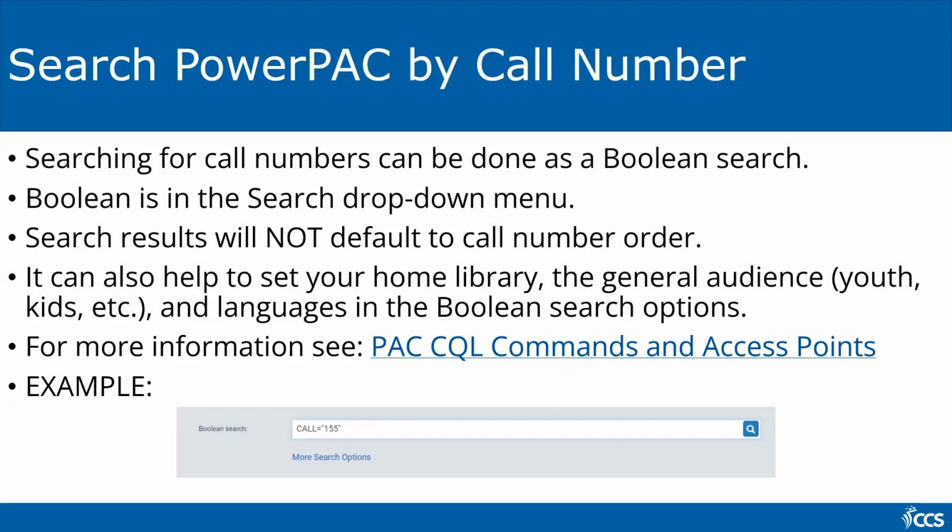Recently, I received a question about how to search for call numbers in the PAC. This can only be done as a Boolean search. Boolean is listed in the search drop-down menu at the bottom of the menu. The image of the screen depicts the syntax that you could use. So you would only have to type call equals, and then type the number in quotation marks. The results will not appear in call number order as a default, so you will need to change that order of the results. You may also find that it could be helpful to add in other fields into a Boolean search, like home library, audience, language, collection.